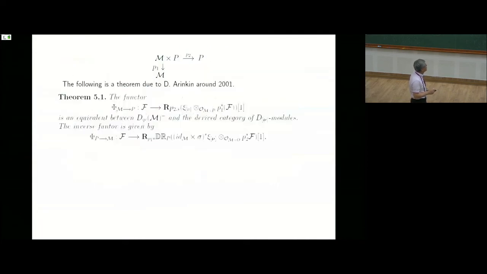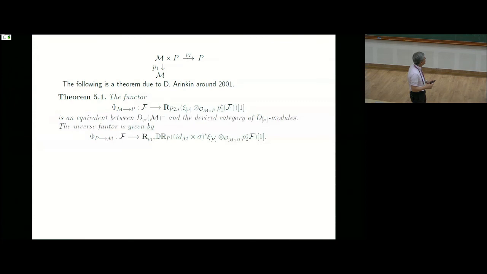But anyway, so you have M cross P, and you have a map to M, and you have a P2. Then you have a Z nu here, which is the M family of the D nu modules on P. So then Arinkin showed the following theorem around 2001. He defined the functor from the derived category of quasi-coherent sheaves on M minus to the derived category of D nu modules on P by just pulling back the quasi-coherent sheaf F to here, then tensoring with our Z nu, that gives you the D nu module.